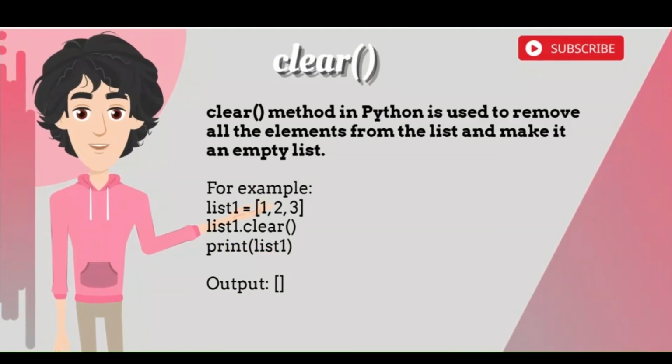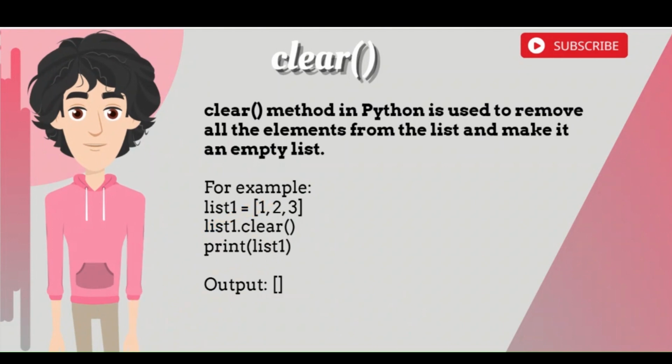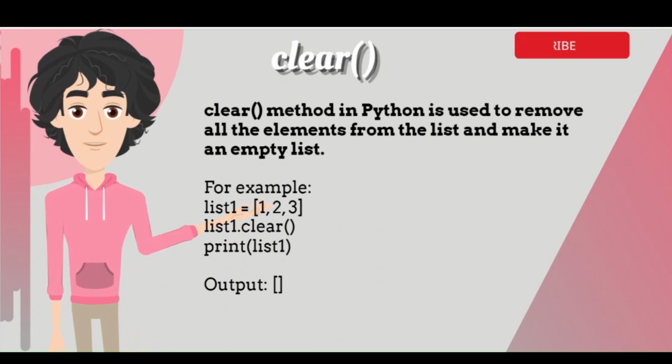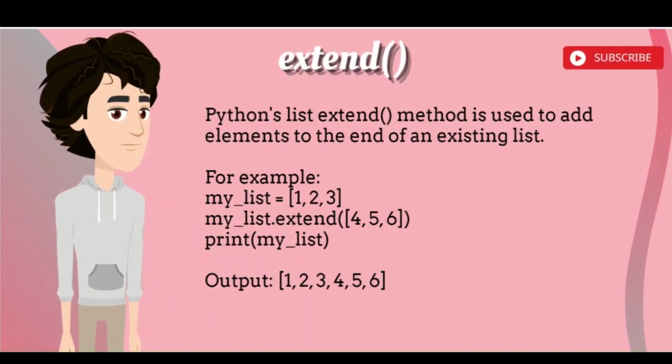Clear. Clear method in Python is used to remove all the elements from the list and make it an empty list. For example, list1 equals 1, 2, 3, list1.clear(), print list1. Output is empty.